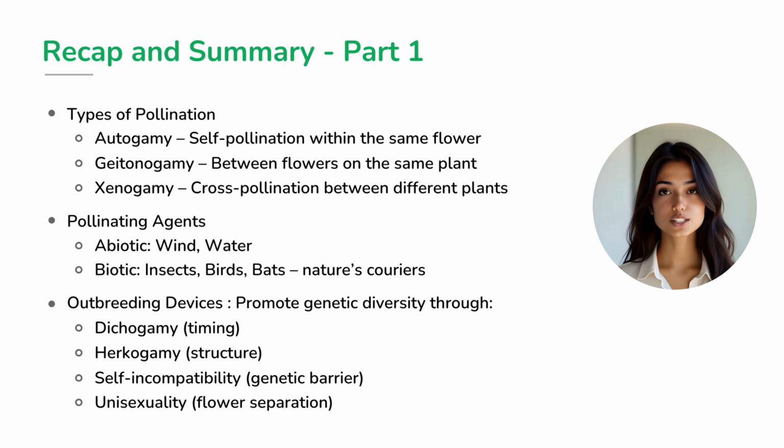As we wrap up this journey through pollination, let's connect the dots. Pollination isn't random, it's a strategic process that brings together male and female gametes in flowering plants. We explored the three types: autogamy, geitonogamy, and xenogamy, each with its own role in reproduction. We saw how wind, water, and animals like bees and birds act as pollination agents. To avoid inbreeding, plants use outbreeding strategies like dichogamy, herkogamy, self-incompatibility, and unisexuality.